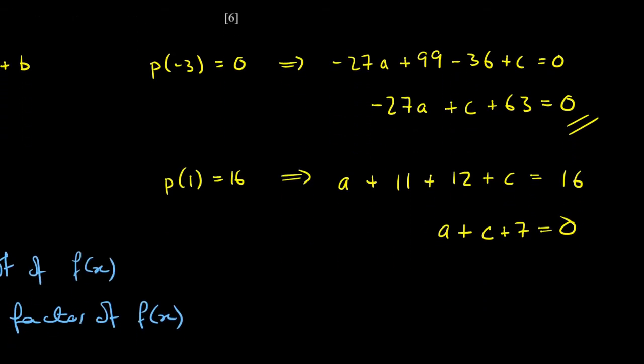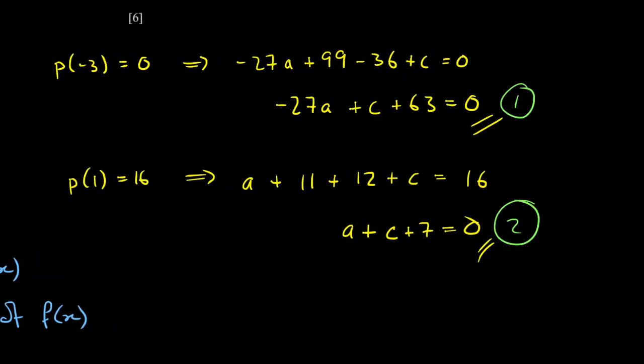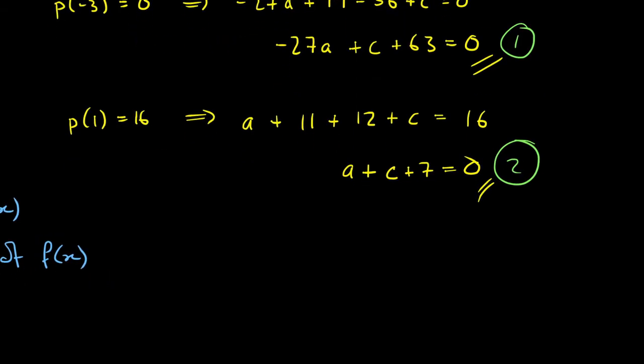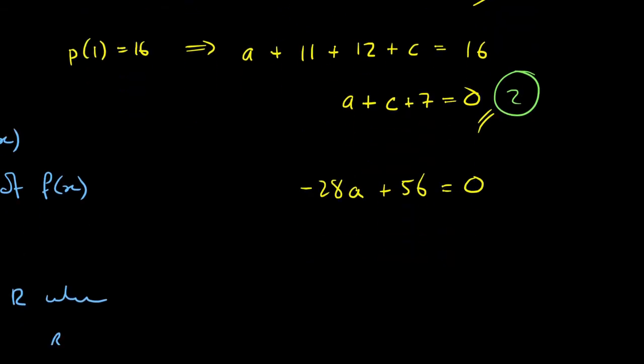So then I've got two equations and two unknowns. Here's equation 1, here's equation 2. I think probably the easiest way to deal with this is a straightforward subtraction so that I can eliminate the c's. -27a minus a is -28a. C minus c is 0. And I've got 63 minus 7, which is 56. So that becomes -28a plus 56 is equal to 0. That means that 28a is equal to 56, and that means that a is equal to 2.